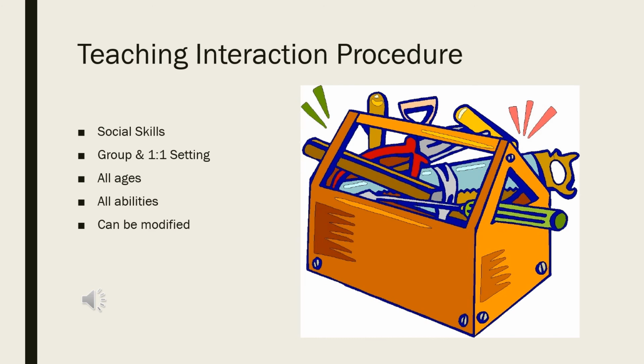Anything from gameplay and conversations to tipping at a restaurant and how to order food at McDonald's, how to keep your hands to yourself when you're walking in the hallway or when you are in a classroom, how to keep your hands to yourself and not grab other people's belongings, how to respond to bullying. Lots of different social skills can be taught using the teaching interaction procedure. Pretty much any social skill that you may encounter that your learner is lacking in, you can use this procedure as a strategy to teach them that skill.